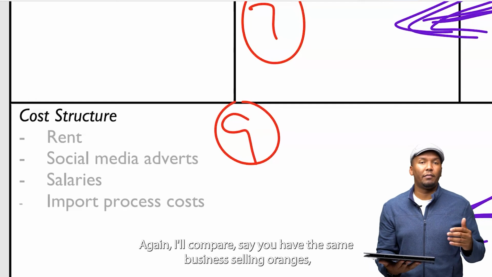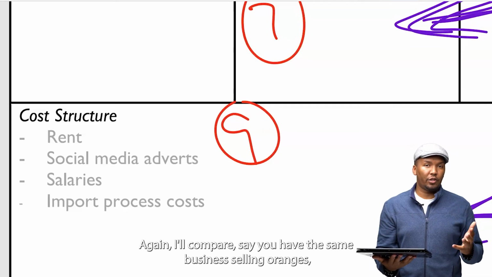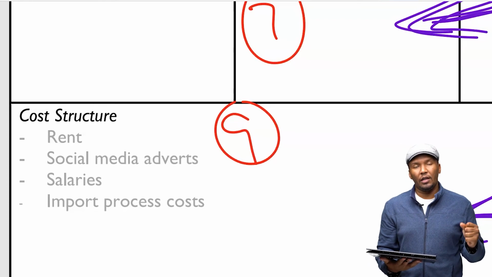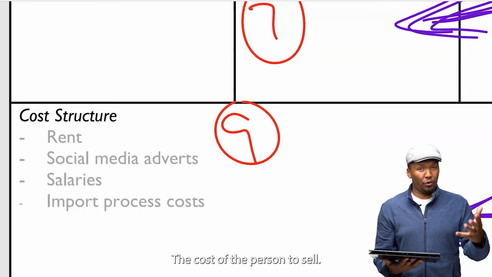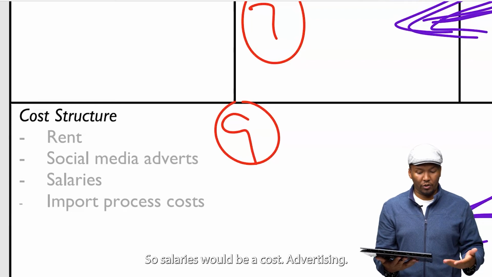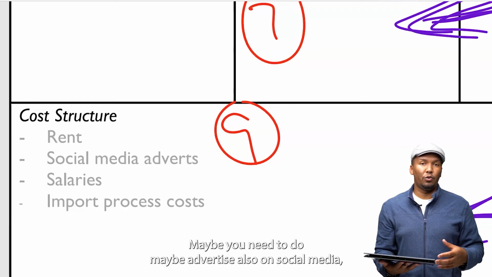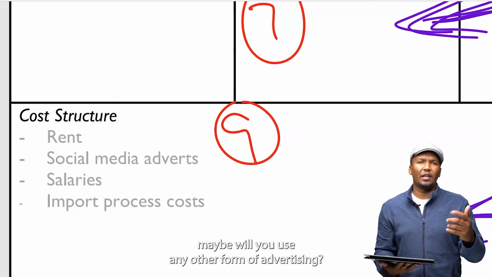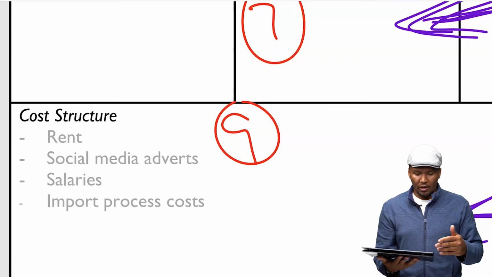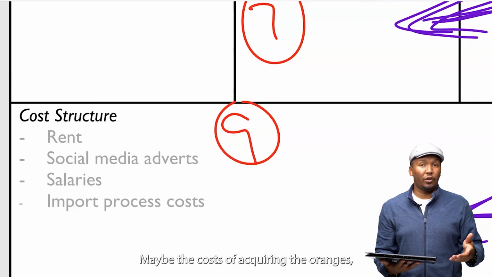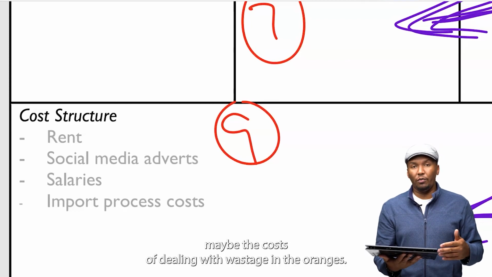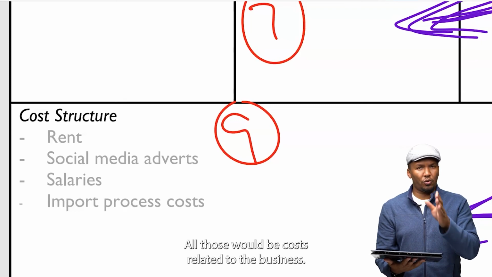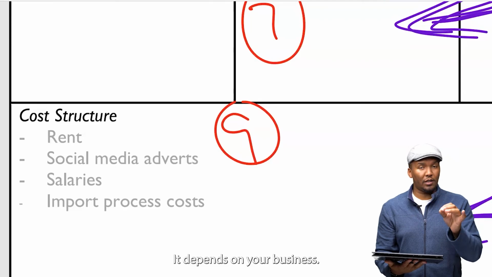Again, I'll compare. Say you have the same business selling oranges. What would be your costs? The rent of the space would be your cost. The cost of the person to sell, so salaries, would be a cost. Advertising, maybe you advertise also on social media, or you use any other form of advertising. Okay, maybe the costs of acquiring the oranges, maybe the costs of dealing with wastage in the oranges, etc. All those would be costs related to the business. It depends on your business.